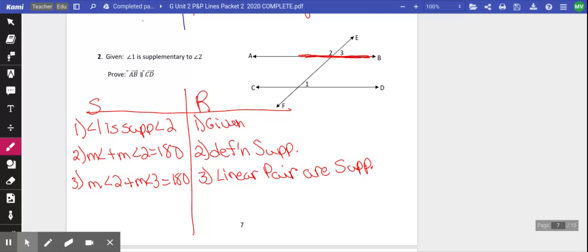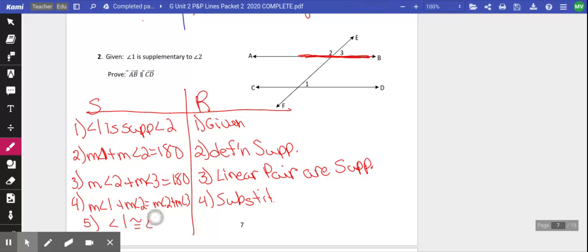So now if we look, we know that these two both equal 180, and they both have angle 2 in them. So what I'm going to do is substitution, where I say measure of angle 1 plus the measure of angle 2 equals the measure of angle 2 plus the measure of angle 3, because they both equaled 180. And then I'm going to subtract 2 from both sides, which gives me 1 equals 3. And that's subtraction. What I did is I subtracted 2 from each side.